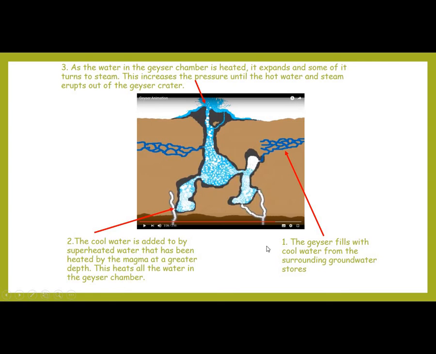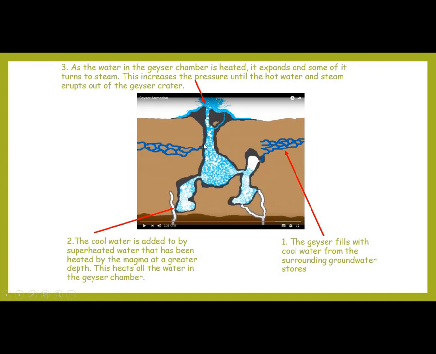So somewhere down here, fairly close to the surface, there is a lot of geothermal heat from magma, and it has superheated some of the deeper groundwater here. So the superheated groundwater drains into the chamber, it mixes with the cold groundwater, and that causes all kinds of physical reactions that change the pressure and cause the water to reach its boiling point, flash to steam, and cause an eruption of water out the top of the geyser.